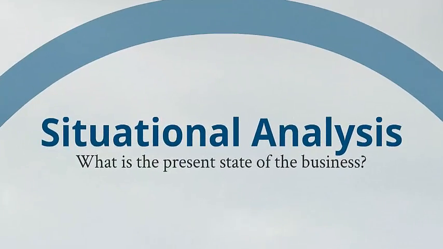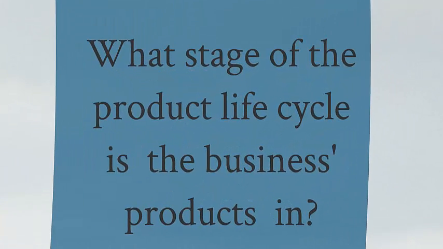So this is where we start. What's the present state of our business? In order to do this, we must look at the product life cycle. So what stage of the product life cycle is the business product in? There are 4 stages: the establishment, to start with a new business idea, the growth stage, the maturity stage, and a decline stage, or sometimes also the post-maturity stage where the business is trying to avoid the decline stage. Different marketing strategies are required at each stage of the cycle.